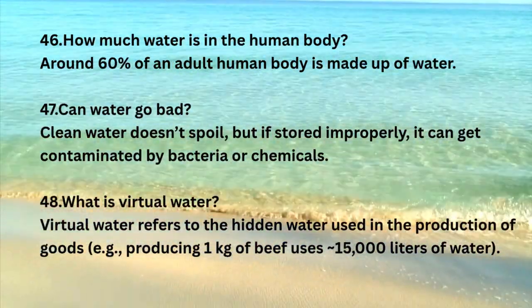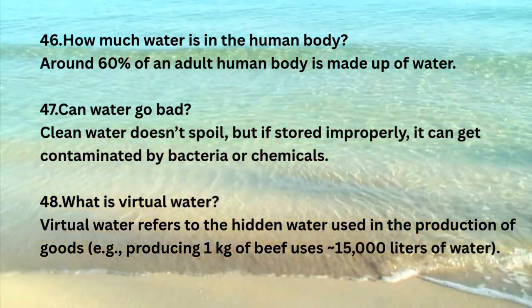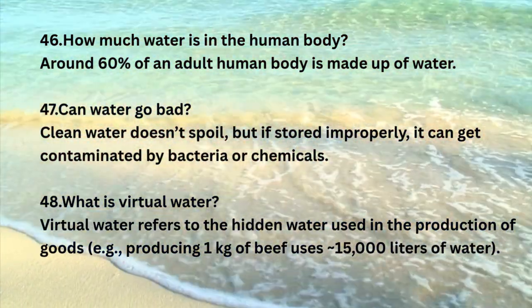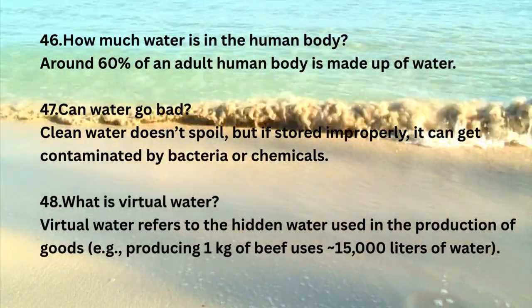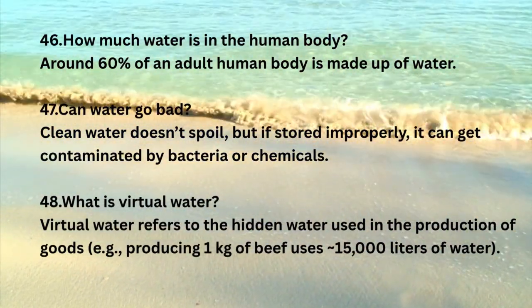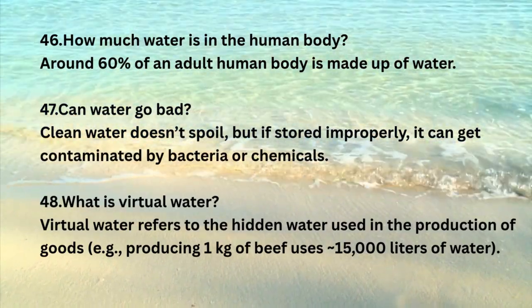46. How much water is in the human body? Around 60% of an adult human body is made up of water. 47. Can water go bad? Clean water doesn't spoil, but if stored improperly, it can get contaminated by bacteria or chemicals.